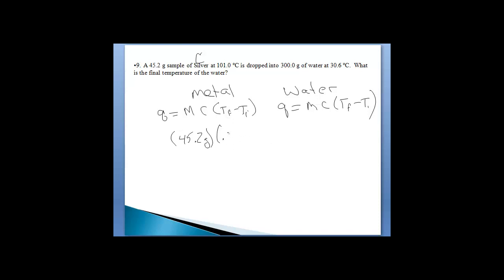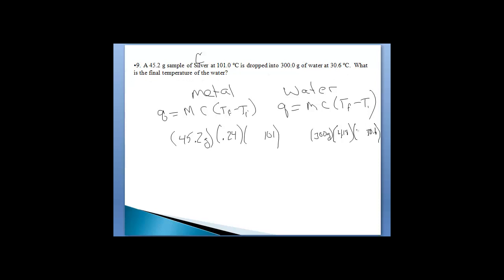So you've got 0.24 at 101 degrees Celsius, so I'm going to put that there. And it's dropped into 300 grams of water, so I'm going to put my 300 grams here. And remember, water is 4.18. Let me fix that 4, sorry. Again, I don't want any misunderstanding here. This thing is not the easiest thing to write on. Alright. And the water is at 30.6 degrees Celsius.